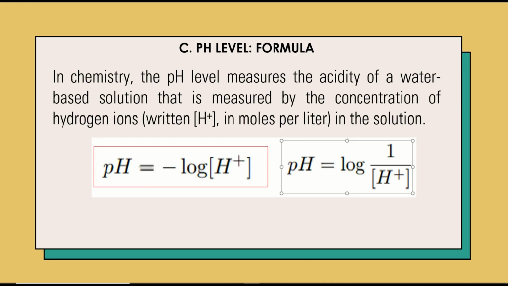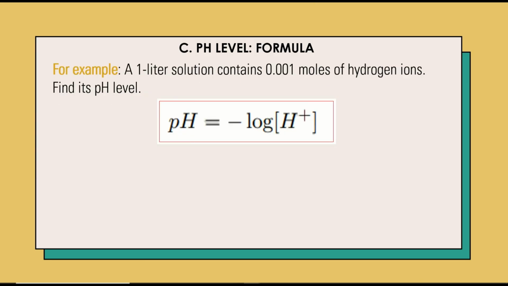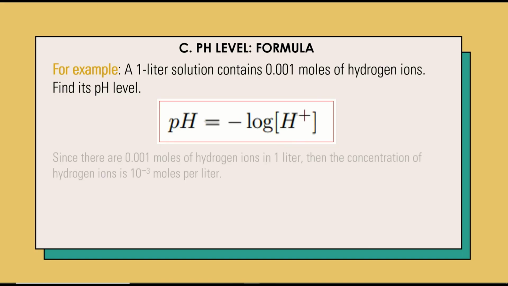So for the last one, pH level. This is the formula. In chemistry, the pH level measures the acidity of a water-based solution that is measured by the concentration of hydrogen ions, written H+, in moles per liter in the solution. So these are the two equations that we can use, and we might use one of each. Okay, so for example, a 1 liter solution contains 1,000 moles of hydrogen ions. We will find its pH level. So we will use this specific formula.